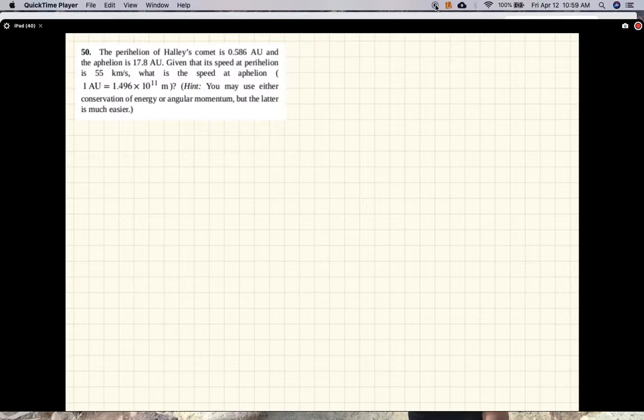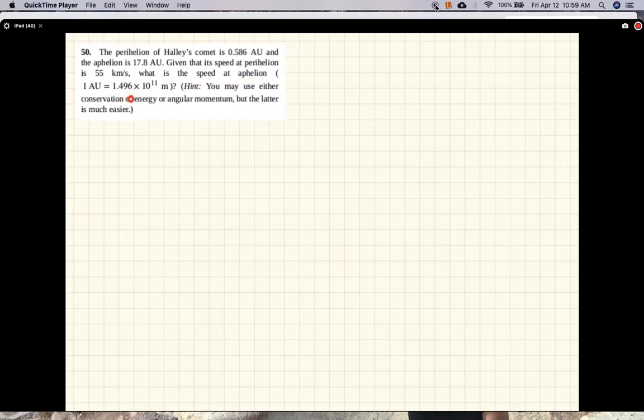Okay, so let's look at this problem. The perihelion of Halley's comet is 0.586 astronomical units, and the aphelion is 17.8 astronomical units. AU is the Earth-Sun distance, which is roughly 100 million miles. Given that its speed at perihelion is 55 kilometers per second, what is the speed at aphelion?